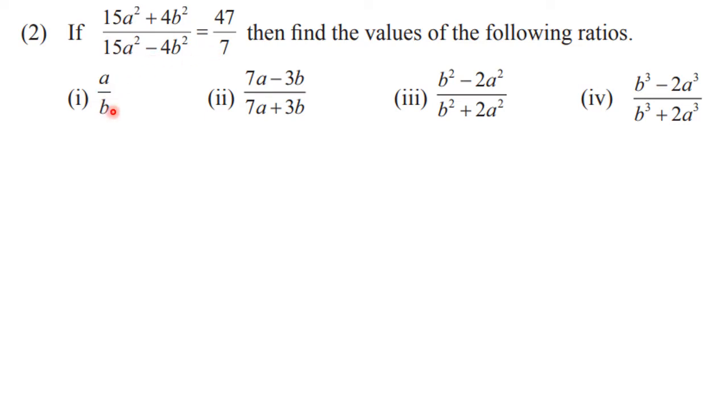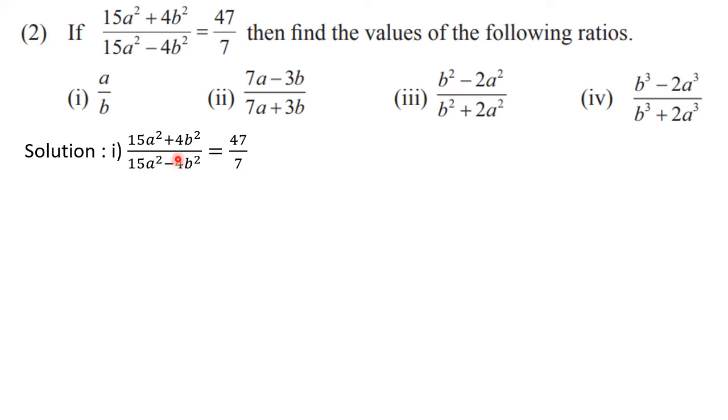So let's start with what is given to us. Okay. So (15a² + 4b²) upon (15a² − 4b²) is equal to 47 upon 7. As I have said, always start with what is given to you. Now what we can observe here is we don't want b in the numerator and we don't want a in the denominator. We have to eliminate them. And to eliminate that, again we have to use the properties of equal ratios.